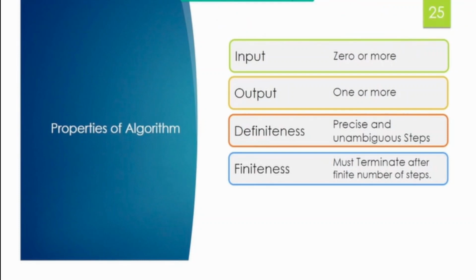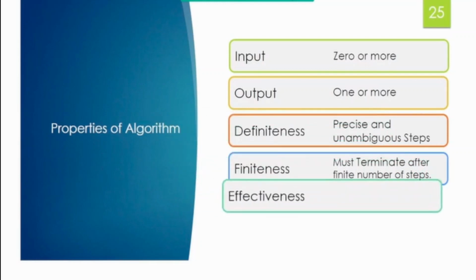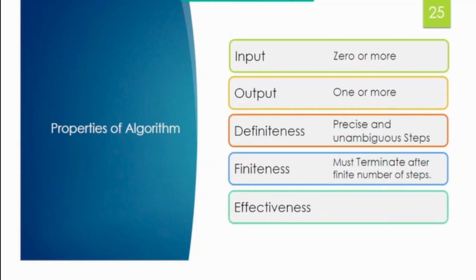So the last but not the least is effectiveness. What is effectiveness? Again, it's very simple. The algorithm steps must be basic and simple so that every layman can understand what you want to do. If you have a stepwise list of instructions and that list has the following properties, then only we will say that the instruction list is an algorithm.